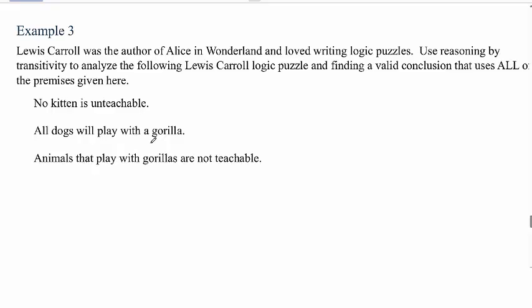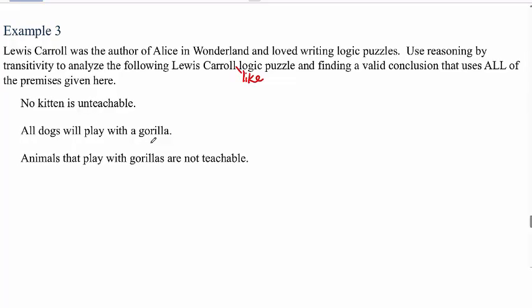So there's actually an error in this example. It says that Lewis Carroll created this logic puzzle, but I changed the logic puzzle. He created many logic puzzles, and we're going to see one in the next example. But I wanted to start with something a little simpler. So I took one of his logic puzzles and I adjusted it. So I guess I could say: use reasoning by transitivity to analyze the following Lewis Carroll-like logic puzzle and find a valid conclusion that uses all of the premises.